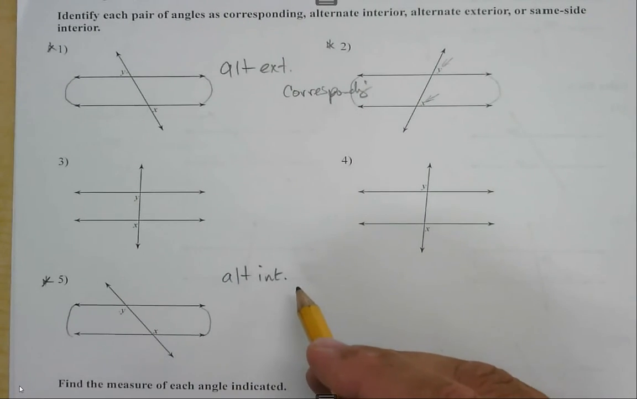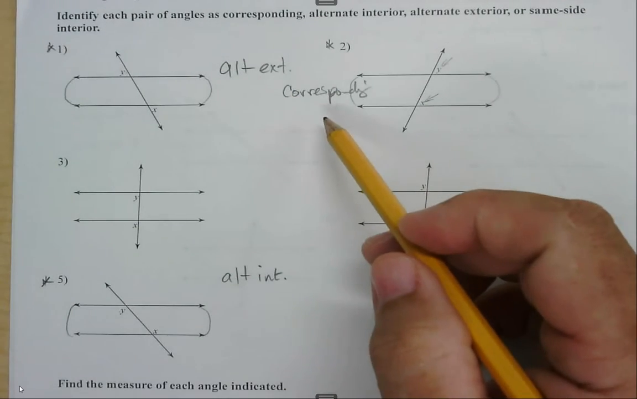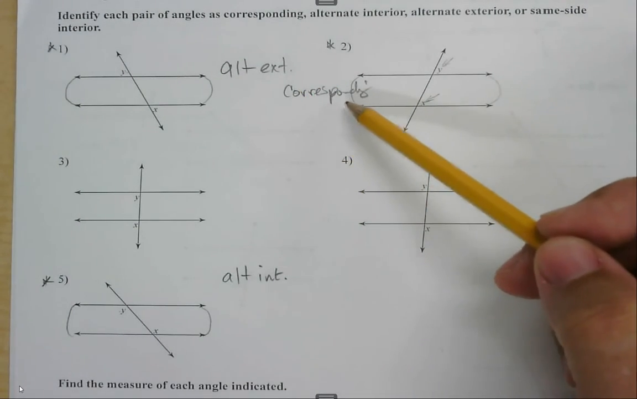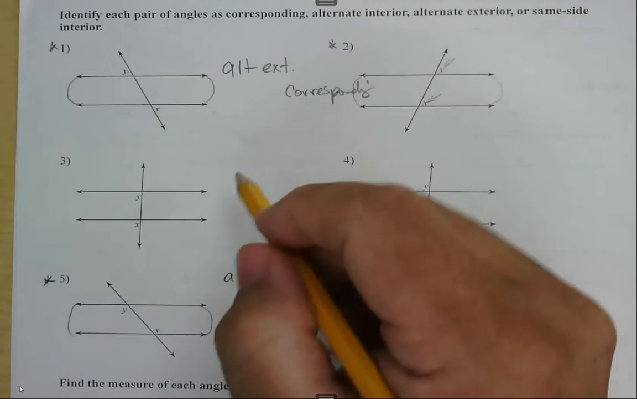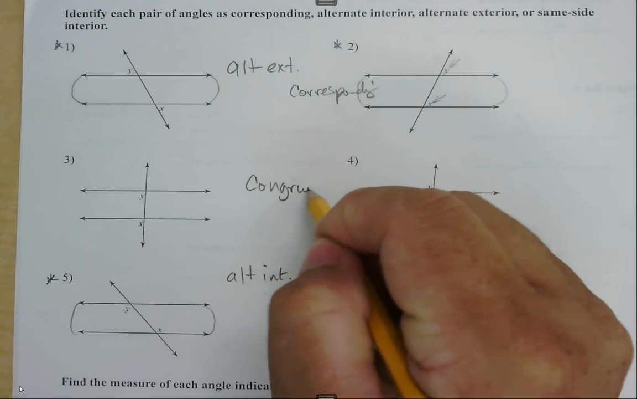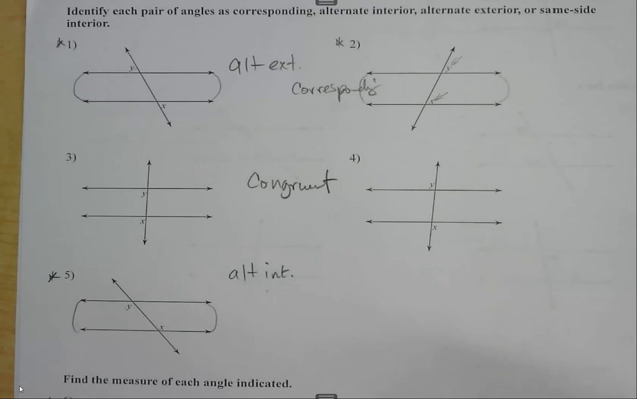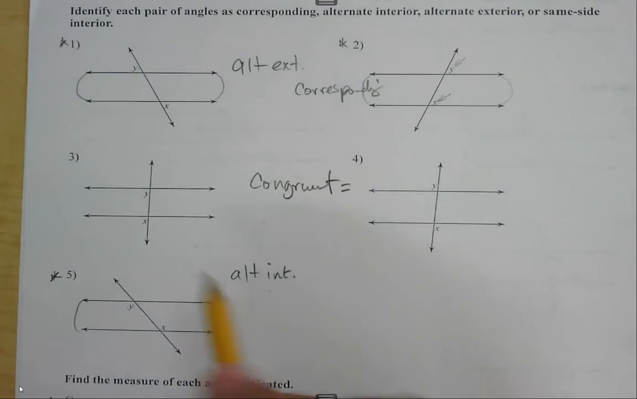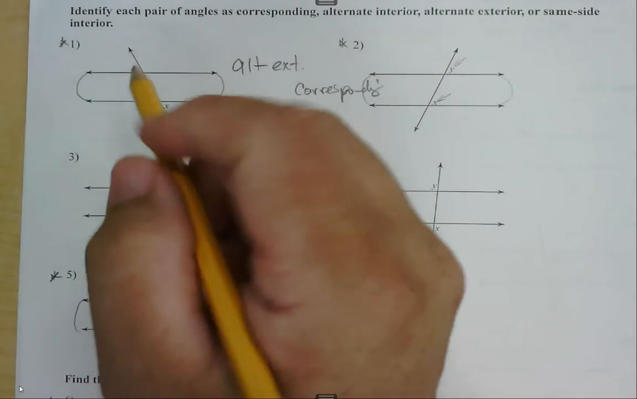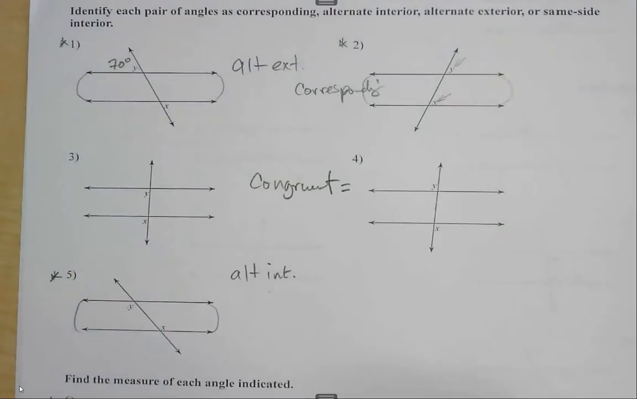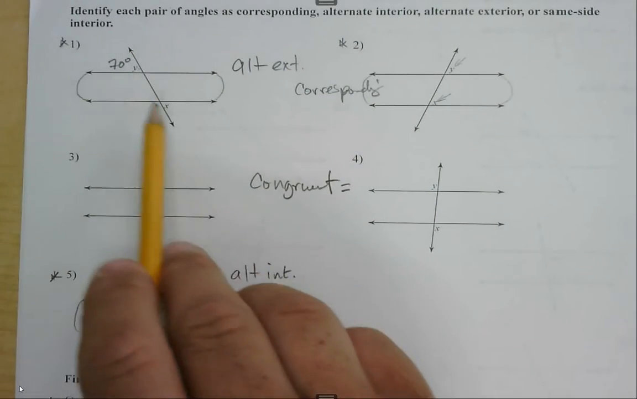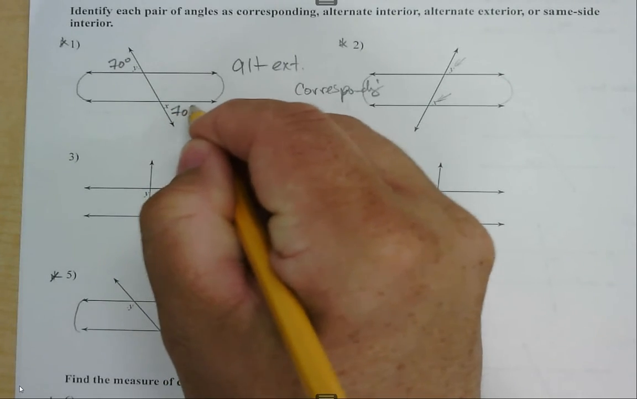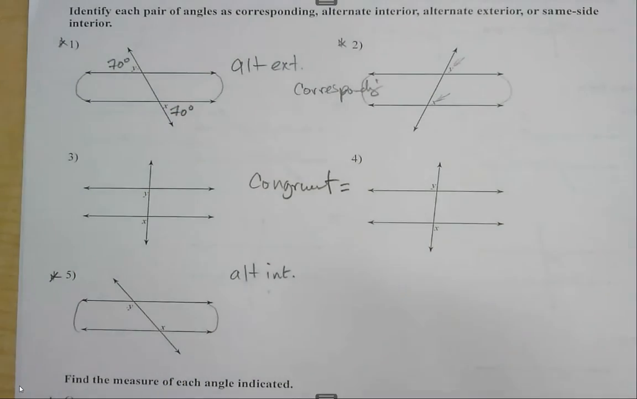Okay, and the reason that is important is because in all three of these situations, in alternate exterior, in corresponding, and in alternate interior angles, they are congruent. So what that means is when I start to try to figure out what the actual angles are, then I know that I need to set these equal to each other. So in other words, if I were to know that this angle right here is 70 degrees, because they're alternate exterior angles, then this also has to be 70 degrees. Okay, so you would set it equal to one another. And that'll make more sense when you get into some of these problems.